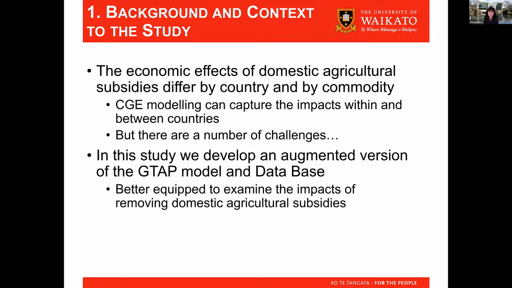So CGE modelling is ideal for this sort of work, but there are a number of challenges, and as I alluded to at the beginning of this presentation, a number of challenges that we weren't expecting. In this study, what we did is we develop an augmented version of the GTAP model, and we also make some changes to the GTAP database, which better equips the model and the database to look at the impacts of removing domestic agricultural subsidies.